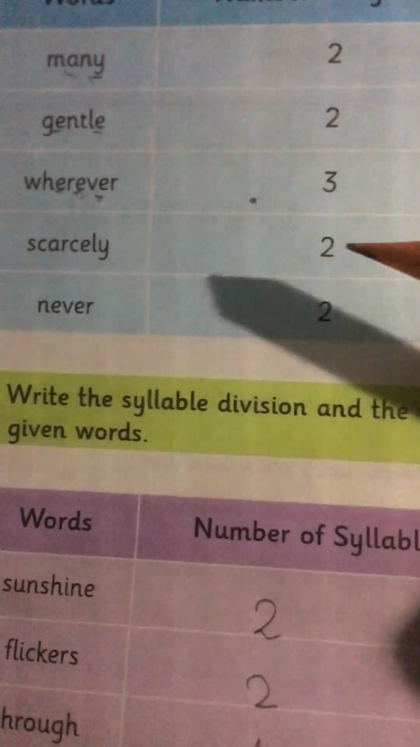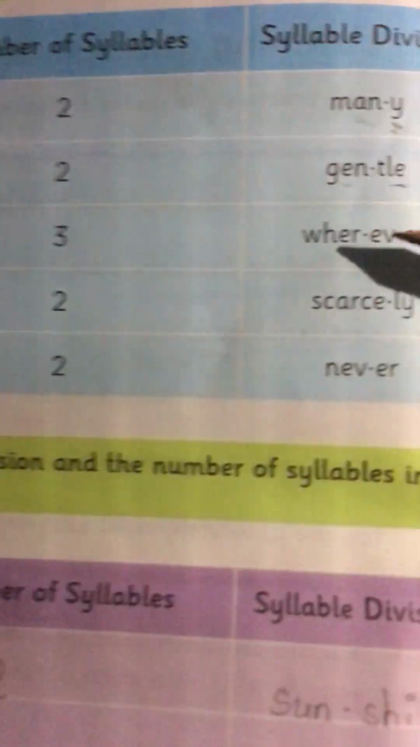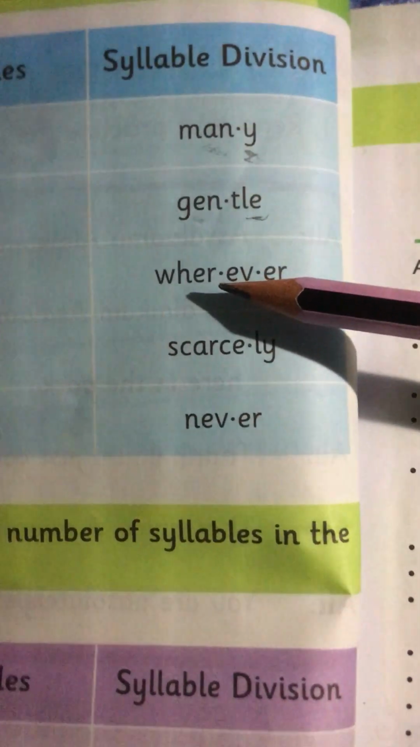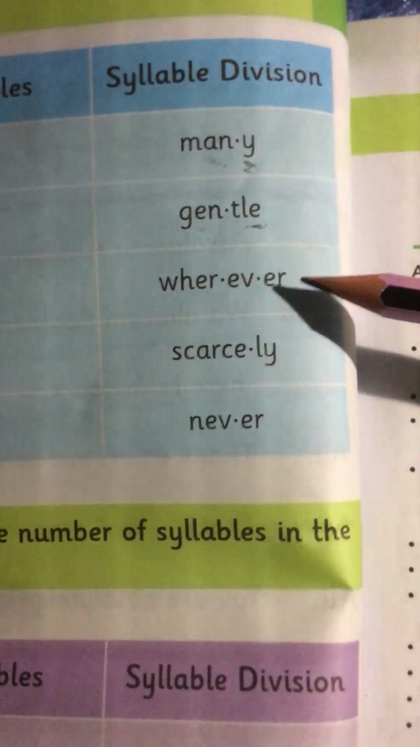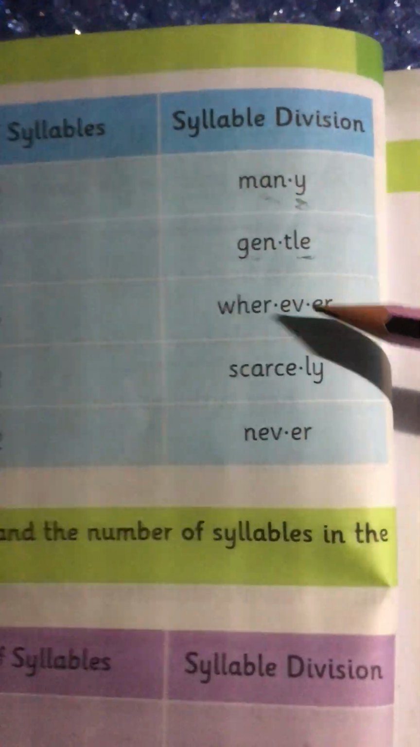E is repeated three times. So they have said that it is a three syllable word. How is it a three syllable word? As you can see here, where, ev, er, wherever. E is repeated three times, so it is called the three syllable word.